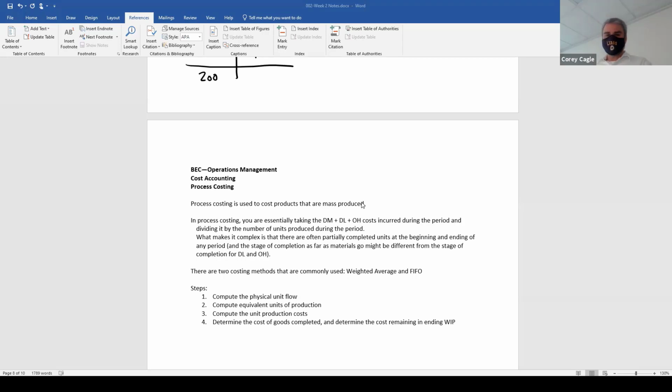So I've got incomplete units. How do I cost those? They're not fully complete yet, so they shouldn't get the same amount of cost as a fully complete unit does. So that's what makes this a little more complex.